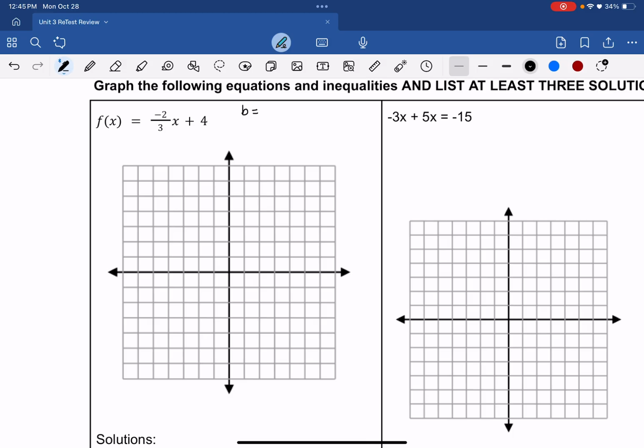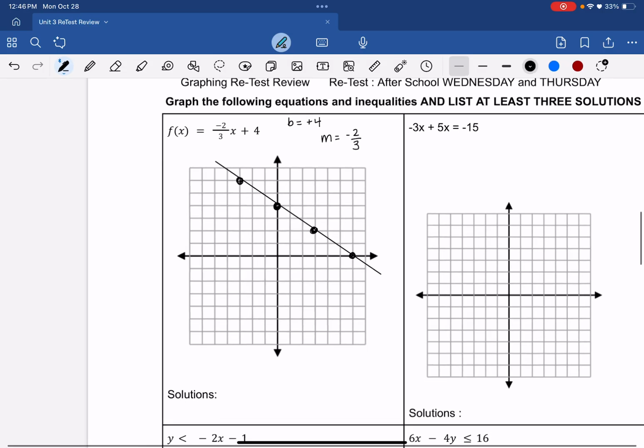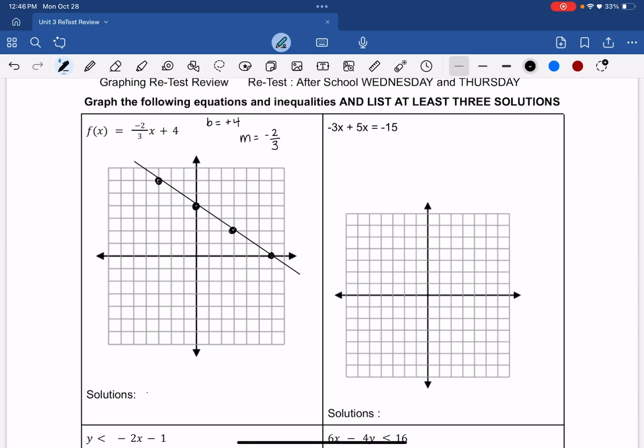So our y-intercept is a positive 4. Our slope is a negative 2 over 3, so this means I'm going to fall 2 and run 3. So I plot the y-intercept first, and then I fall 2 and run 3 until I run out of room. Okay, because it's equal to, I draw a line through all my points. And my solutions are all points on the line.